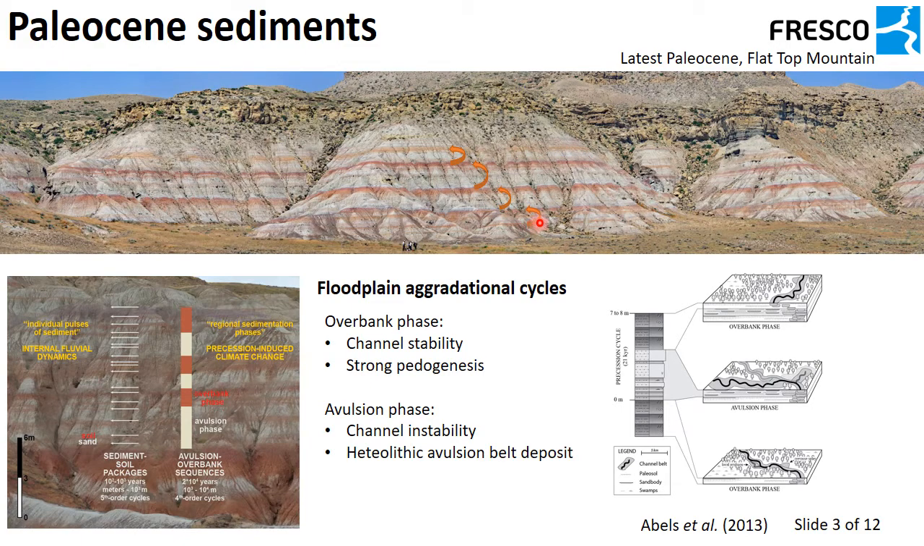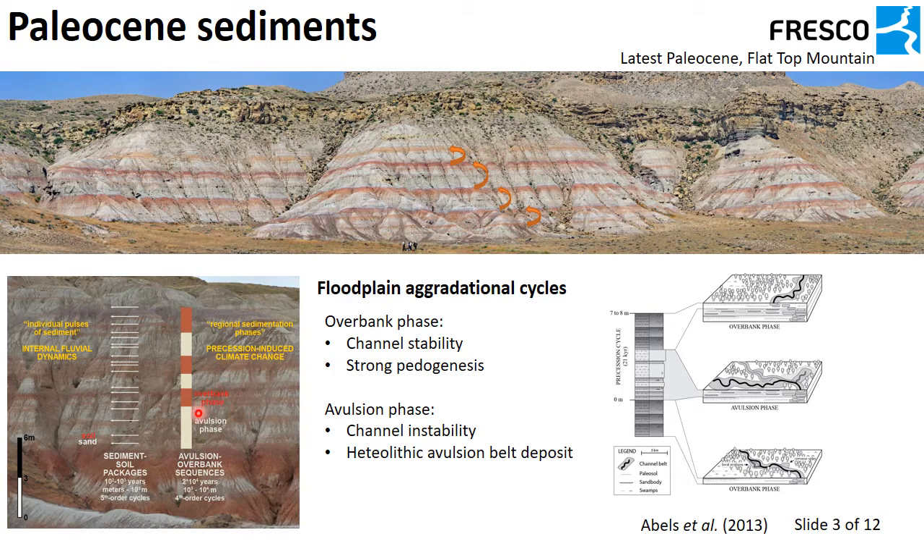Here you can clearly see at least 4 cycles, like here 1, 2, 3, 4. Within each cycle, you can see whitish clastic deposits at the base, and also reddish-orange paleosols on top. Those cycles have been described in previous work, and they are divided into 2 phases.